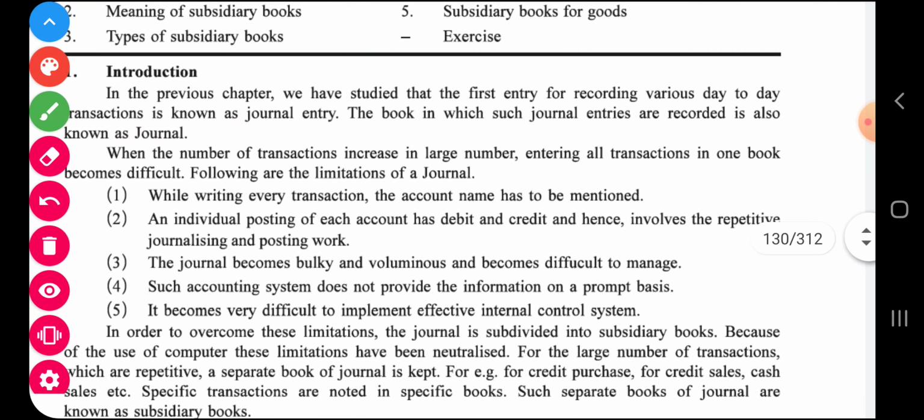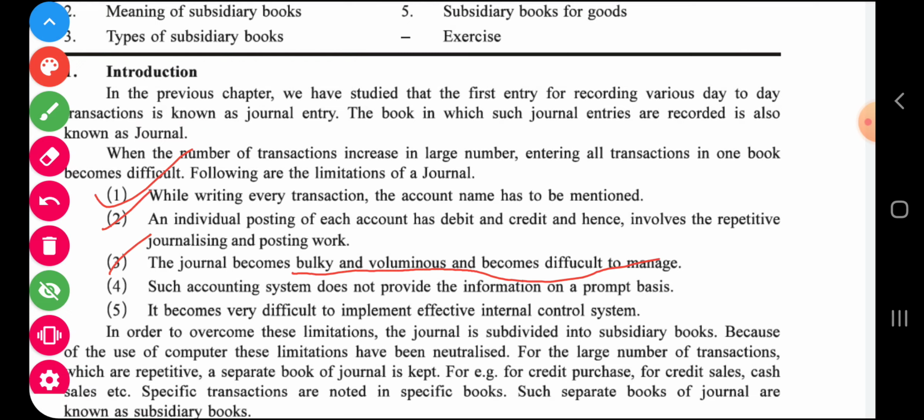So journal is not a one time solution. It has its own limitations. Now what are the limitations? See, while recording every transaction, the account name has to be mentioned repeatedly. And individual posting of each account as debit and credit hence involves repetitive journalizing and posting work. The journal becomes bulky and voluminous and becomes difficult to manage when the number of transactions is more.